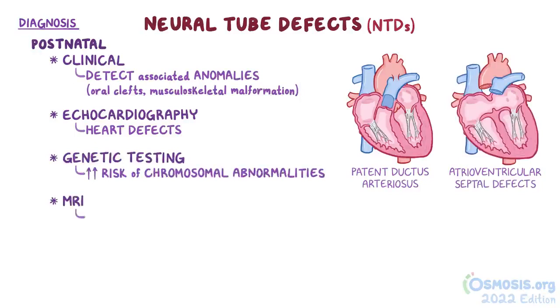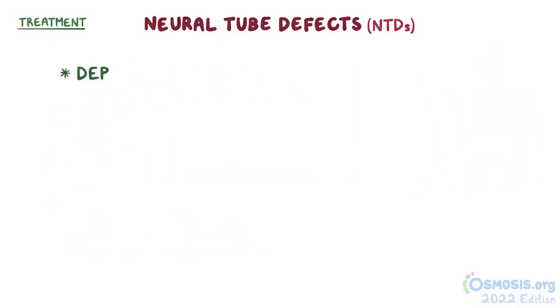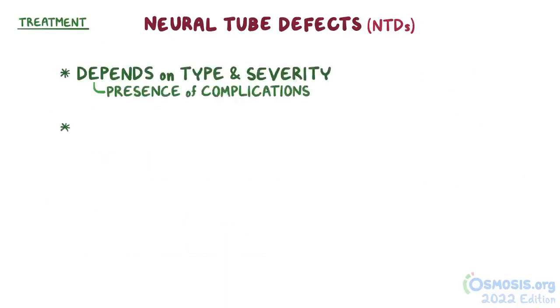An MRI is needed to confirm uncertain ultrasound findings, better define the extent of the defect, and exclude central nervous system abnormalities. Treatment depends on the type and severity of the condition and on the presence of complications. Surgery aims to close the defect, although in some cases, like anencephaly, life expectancy is typically just past birth.